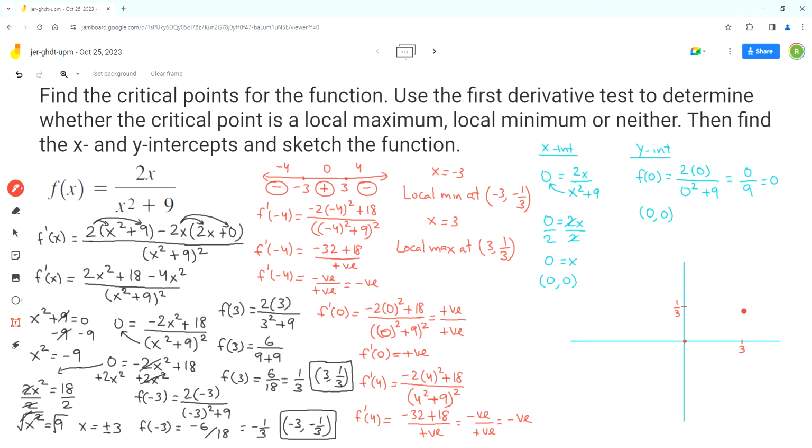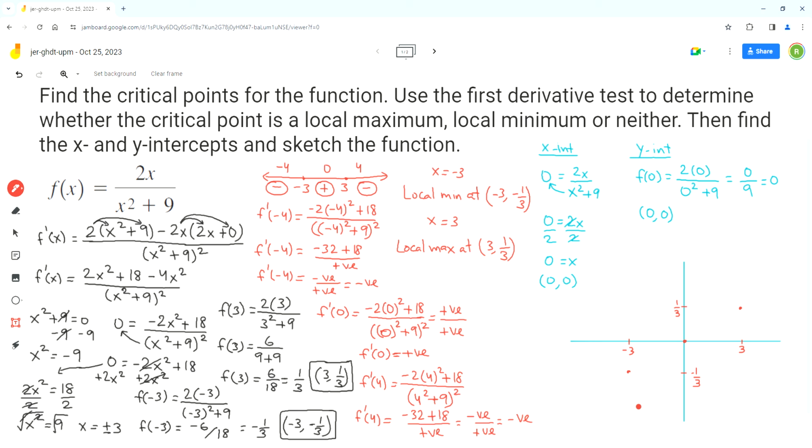So this point lies on the function, and this is a local maximum, and then the local minimum is negative 3, negative 1 over 3. So here it's negative 3, and then negative 1 over 3. So the local minimum is at negative 3, negative 1 over 3. So this point.